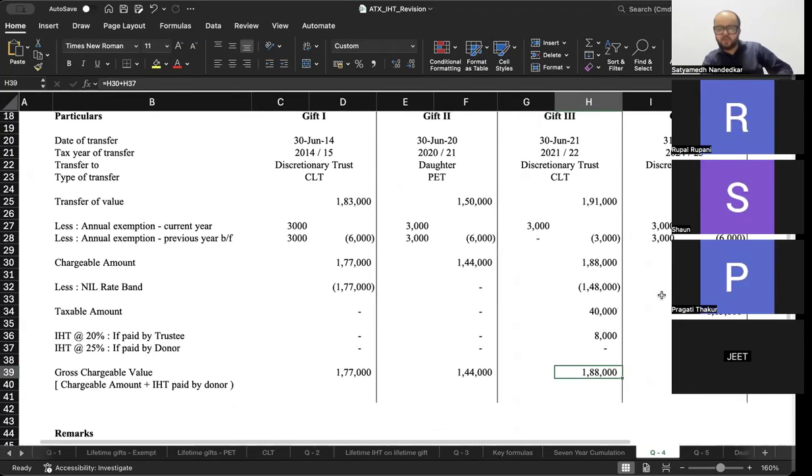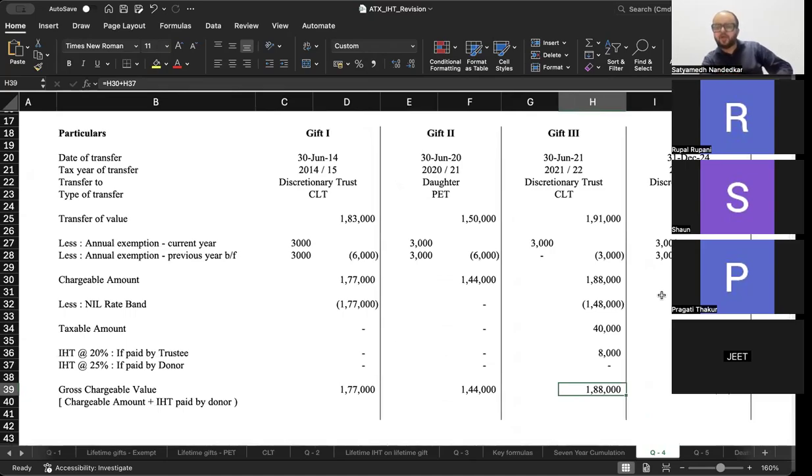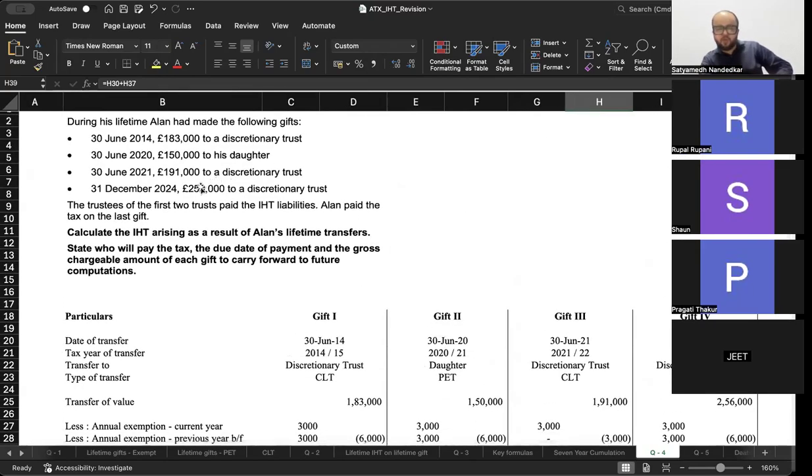Now let's talk about situation 4, which is gift 4 given 256 given to a discretionary trust in December 2024. अब December 2024 में दिया है to a discretionary trust. Amount given to a discretionary trust is a CLT. अब 256 में से annual exemption minus करो 3000. 256 minus 3000, 2,53,000. What is the preceding tax year? Preceding tax year is 22-23. उसमें there was no transfer, so उसका brought forward AE subtract 3000. 256 minus 3, you are left with 250.